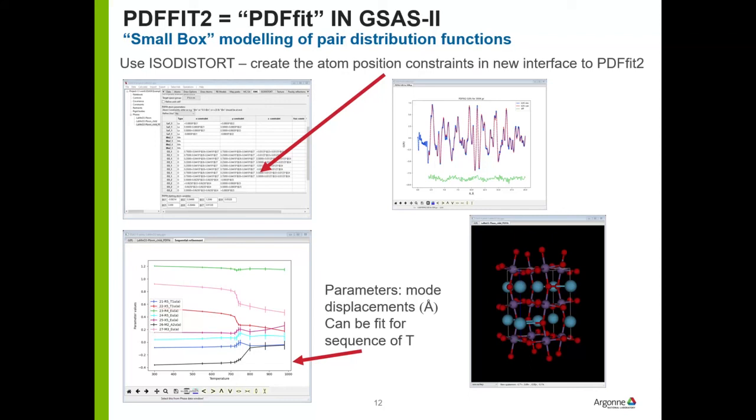Now you could do this as a sequential refinement of the atom positions, but that doesn't really tell you what's going on with the actual motion of the pieces of the structure, which is what this does. So here's the fit. You can do the fits to PDFs, because that's what PDFfit does. This is a so-called small box modeling routine in which the unit cell is what's used to do the fitting, as opposed to the large box one. Here is the PDF at one of the temperatures and the fit to it, and this is the result of a sequential fit through a whole series of PDFs taken at different temperatures.